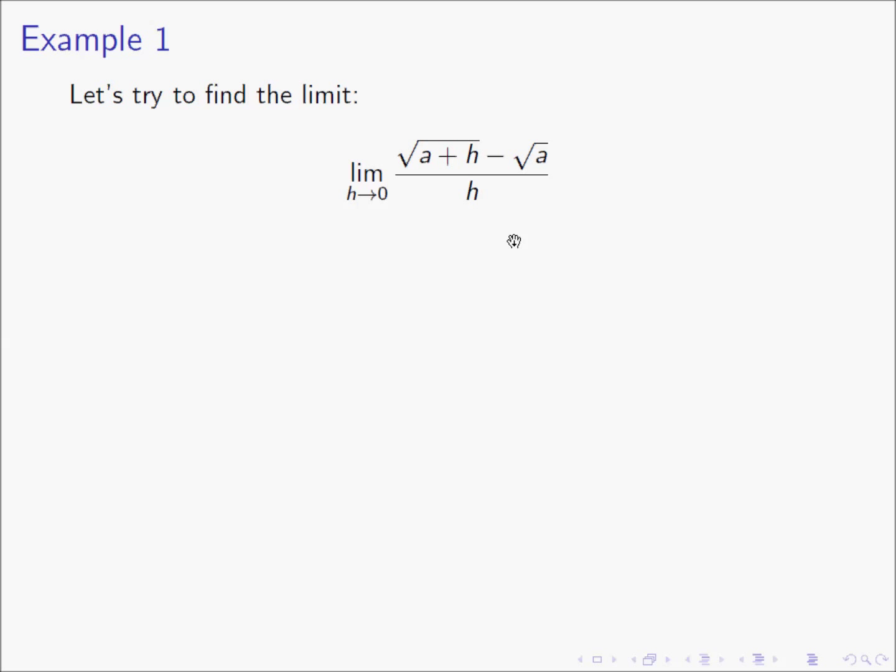As a first example, let's consider this limit. Here we have the limit as h approaches 0 of this quotient. If you replace h by 0 here, you'll get 0 over 0. And here we cannot factor, so we're going to try to rationalize this expression.